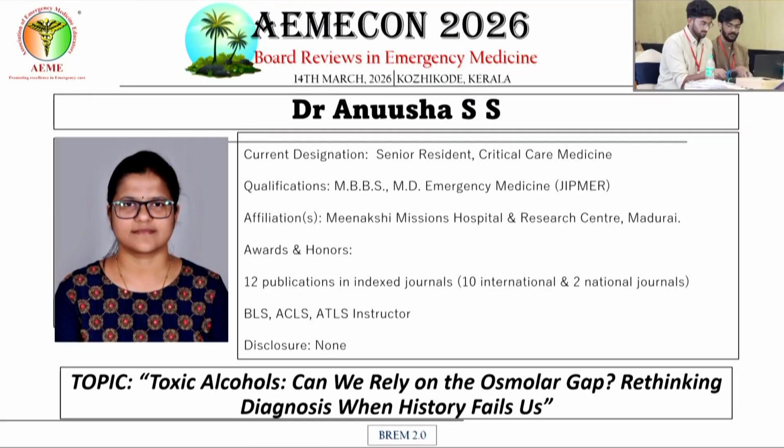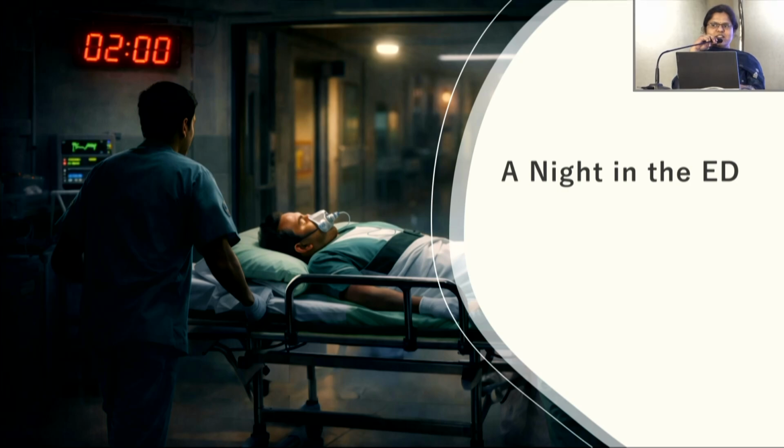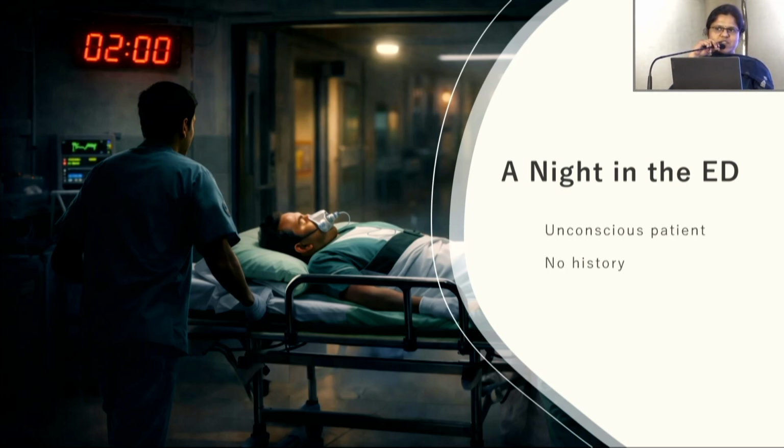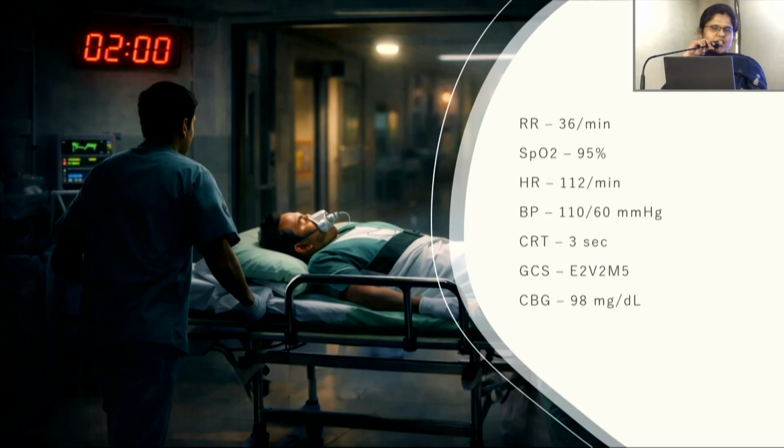So, good evening, everyone. After an extensive talk followed by a detailed discussion, now we are moving on to a case. At 2 a.m. in the ED, suddenly you are getting a patient who is unconscious, with no history, no family to accompany, and with no bottles found. You are proceeding with the initial assessment. He is tachypneic, tachycardic, normotensive, and his GCS is low. Otherwise, the other systemic examination is normal. So, you are having a patient with altered mental status and you have broad differential diagnosis to consider.